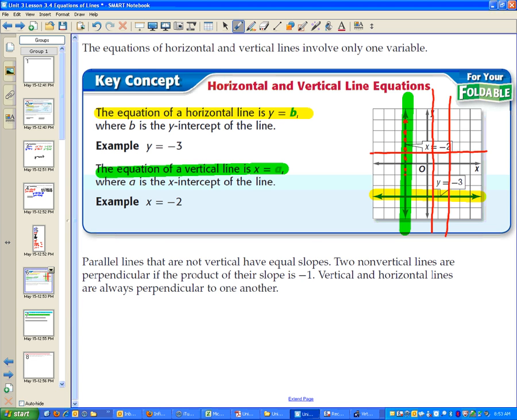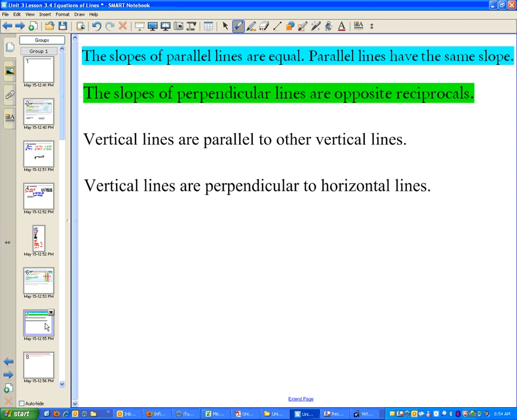Y equals 1. Okay? So vertical lines are always an exception, and horizontal lines are actually easier to work with if you think of them as an exception as well. Y equals whatever the y-intercept is. Now, all of this is so that we can use this information to write equations of lines.